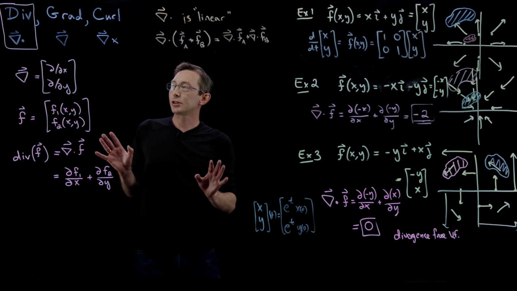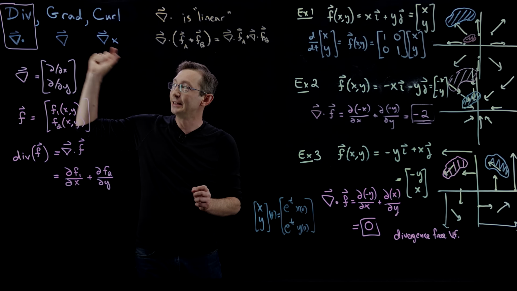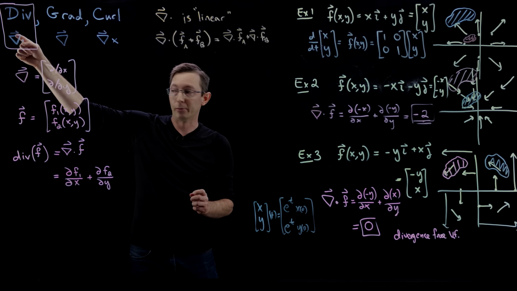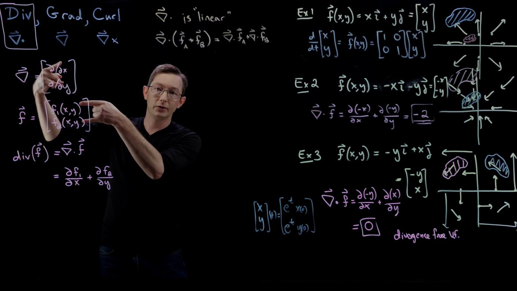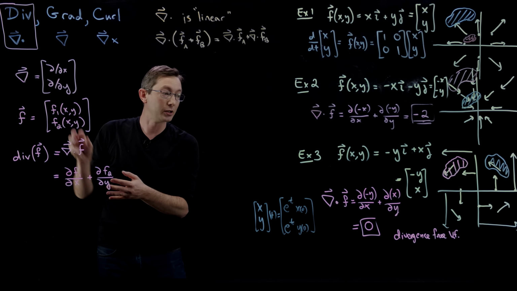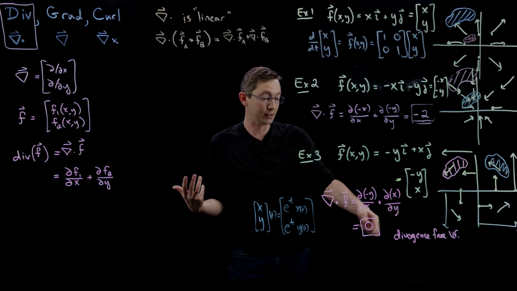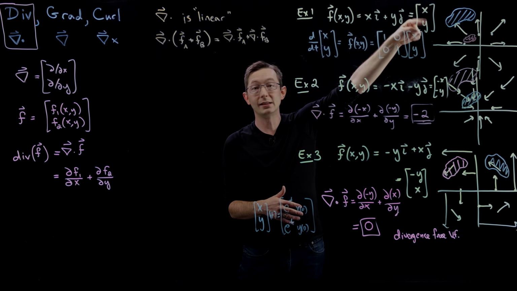Okay, let's just recap. So we're talking about the divergence, which is the dot product of my del or nabla operator with a vector valued function. And again, when I take the dot product of two vectors, I get a scalar. So the divergence of a vector valued function is a scalar function. It's just a scalar. In this case, it was a constant because my vector field was linear.